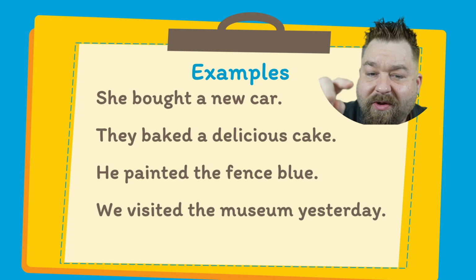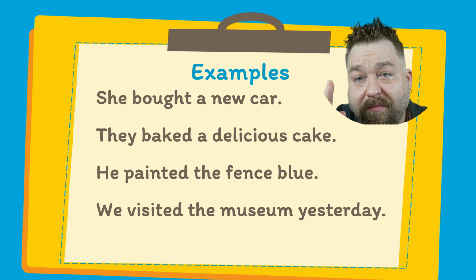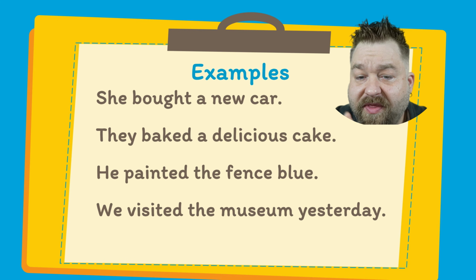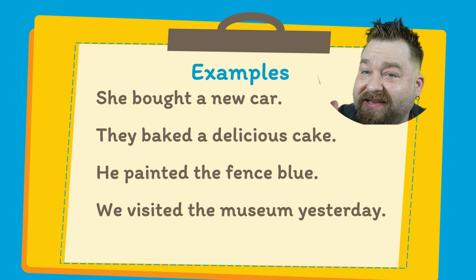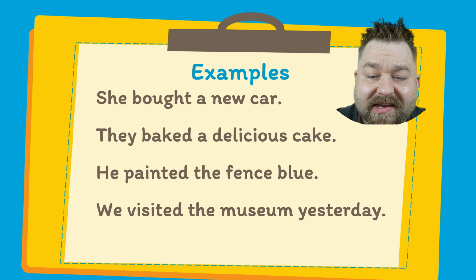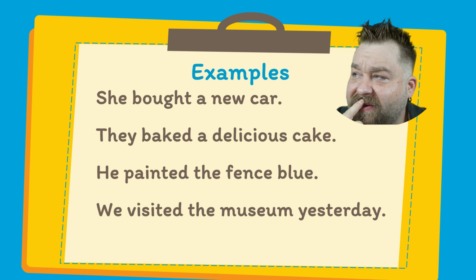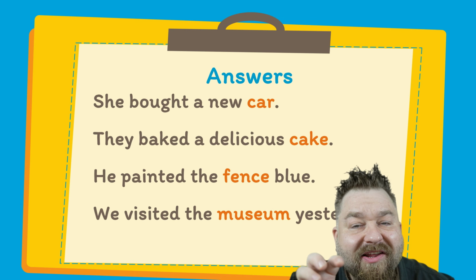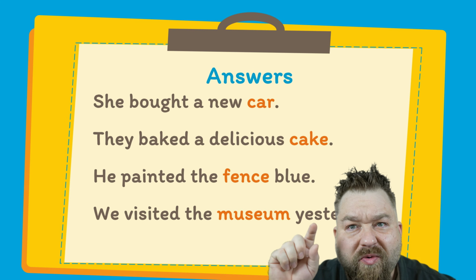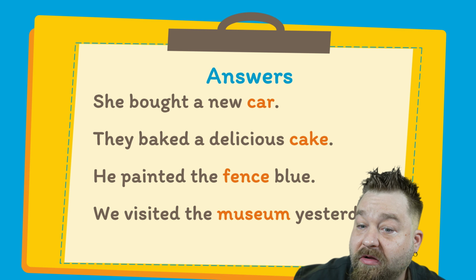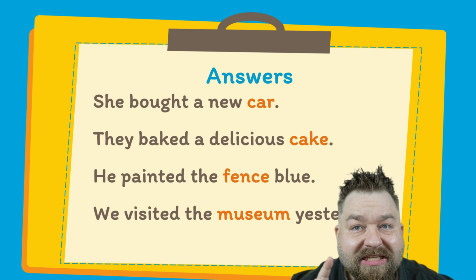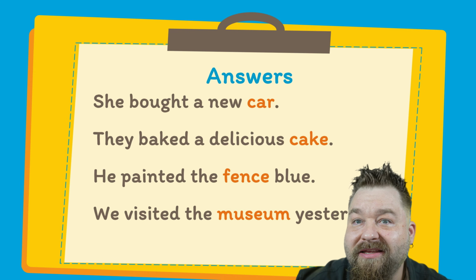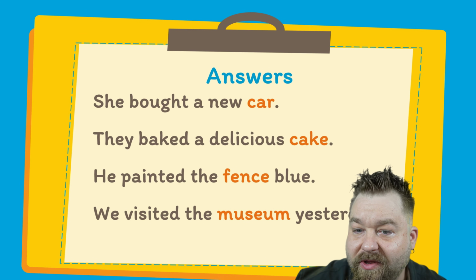Take a look at these next sentences here. They're not really a checkup, but it'll help this information sink in. We have 4 sentences here. She bought a new car. They baked a delicious cake. He painted the fence blue, and we visited the museum yesterday. Now, what are these direct objects? Well, we have all this extra detail, right? We had new what? A new car. What kind of cake? Delicious what? Cake. There you go. The cake is the noun.